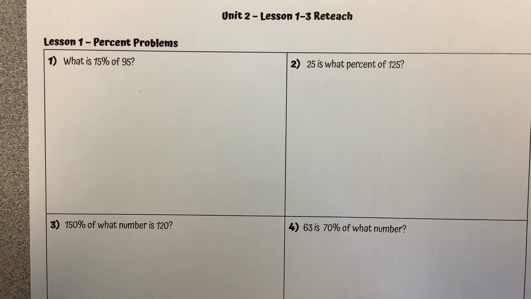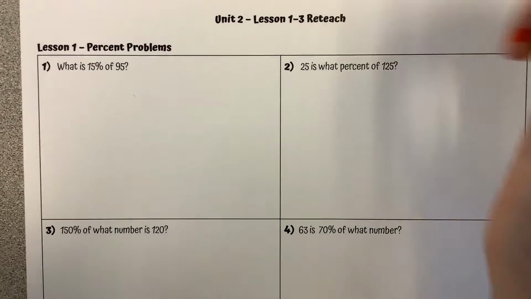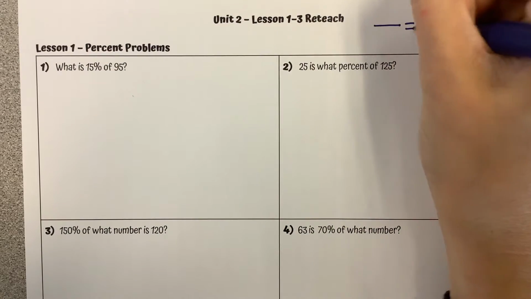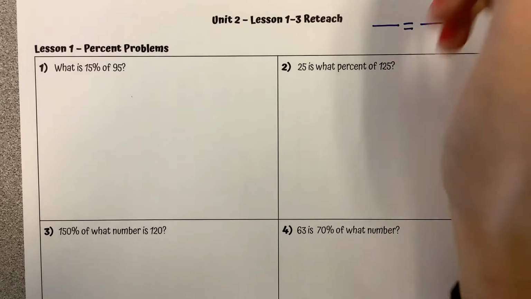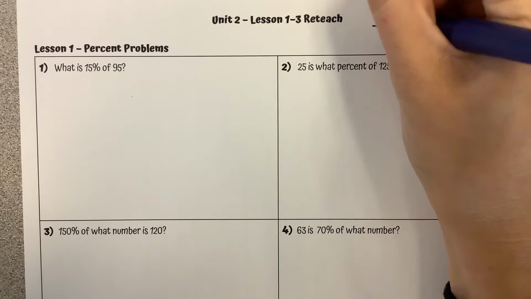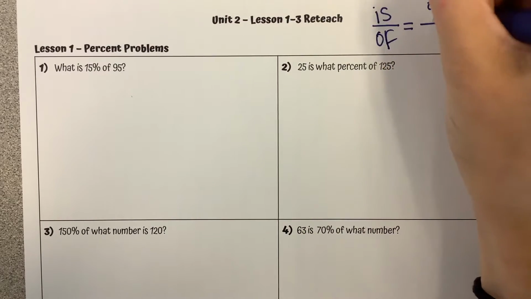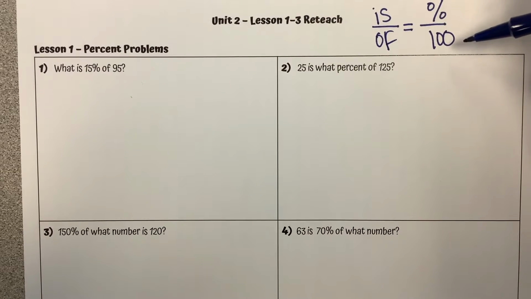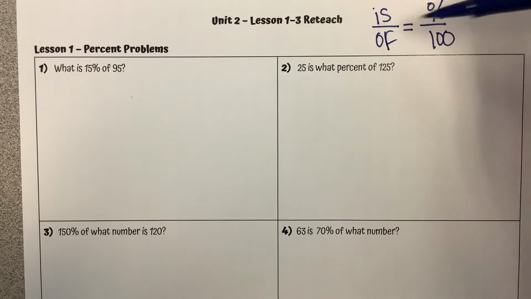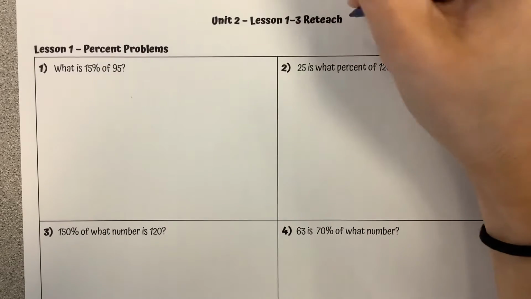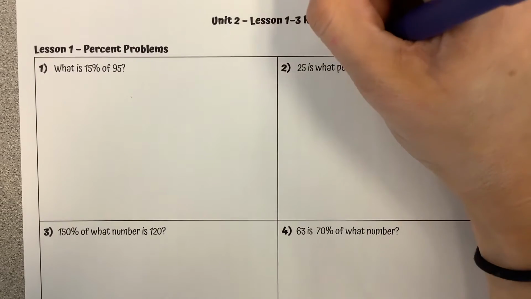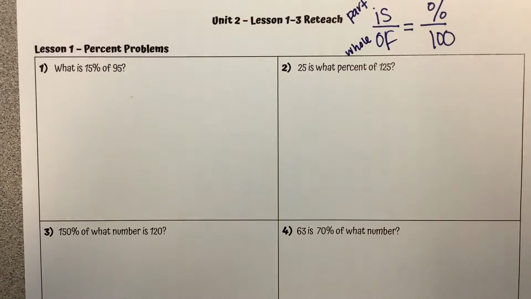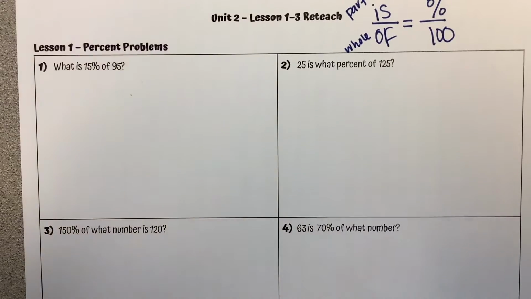For the reteach today, we are going to look at percent problems. So let's remember the general format for percent proportion: is over of equals the percent out of 100. So this is always 100, no matter what. We're plugging in the percent here. The is and the of, the is, which stands for the part, and of stands for the whole, sometimes are the trickier parts. So let's look at problem number 1.